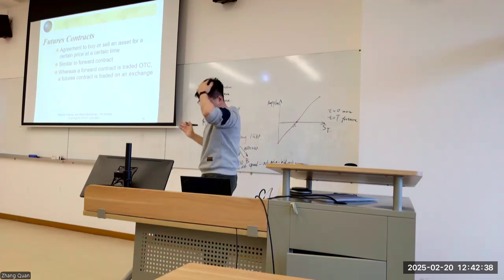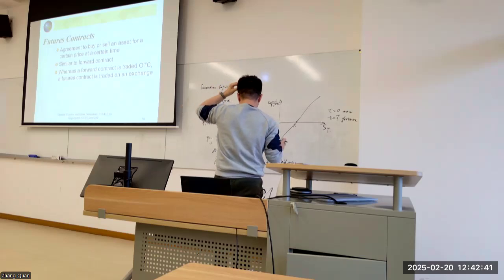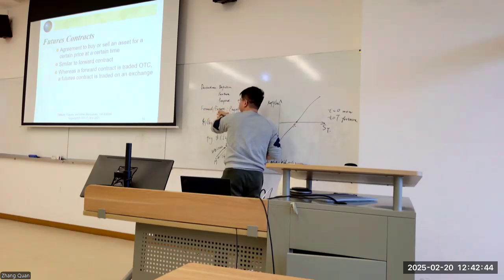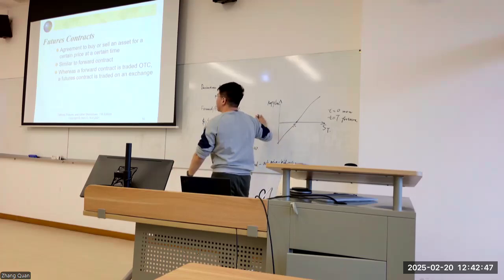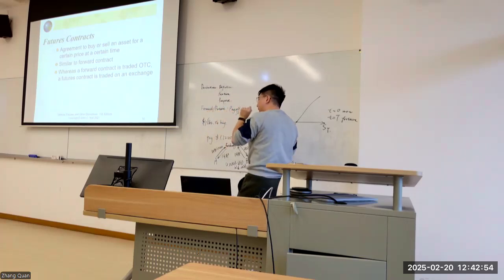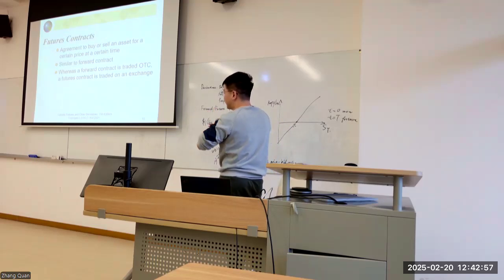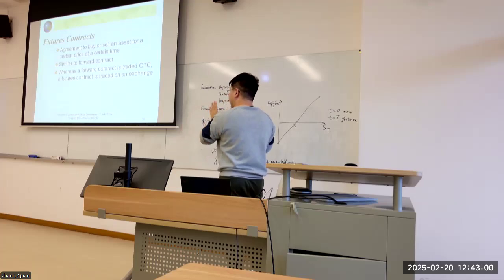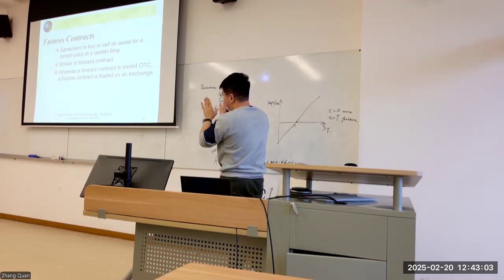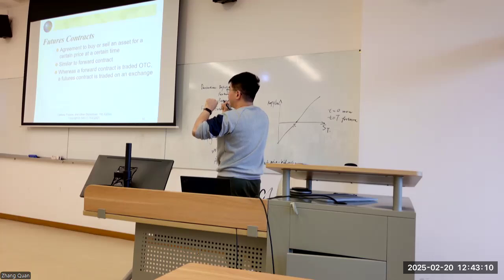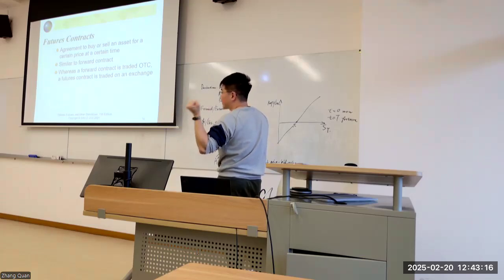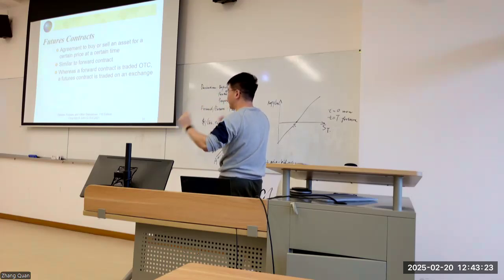One more simple point. Up to now, we actually mixed up the forward and the futures. We just said that they are all about having the transaction in the future. They actually have a little difference. In terms of the nature of the contract, they are the same: they are all about a transaction happening in the future. Their fundamental difference is that they are traded in different places. If you trade the contract OTC, it is called a forward. If you trade it on an exchange, it's called a futures. That's the only fundamental difference.